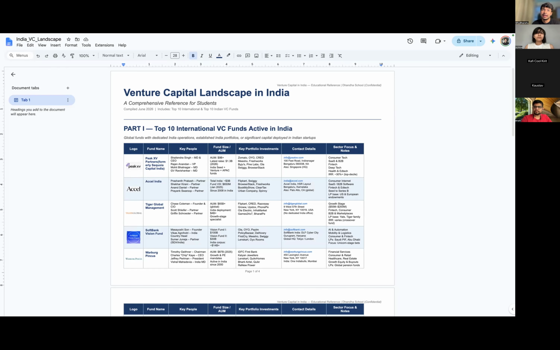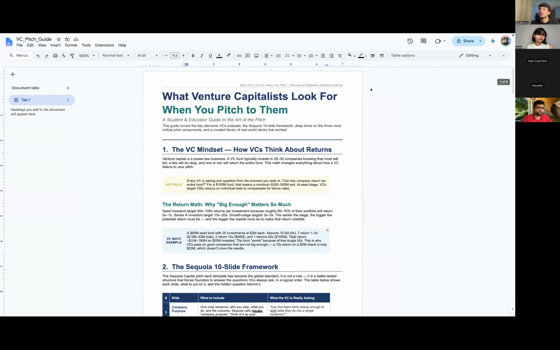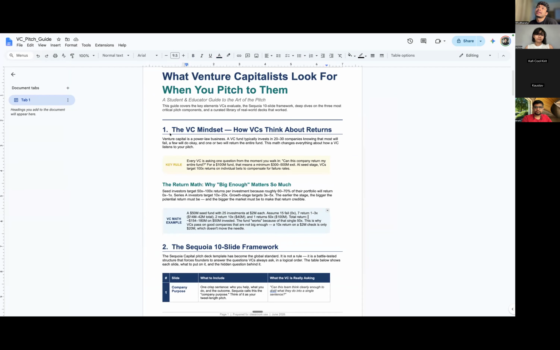That's the VC thing, right? That's the real VC play. I think I kind of summarized this in my pitch guide thing. Yeah. So this is what I started with, which is the VC mindset, which is what every VC asks.